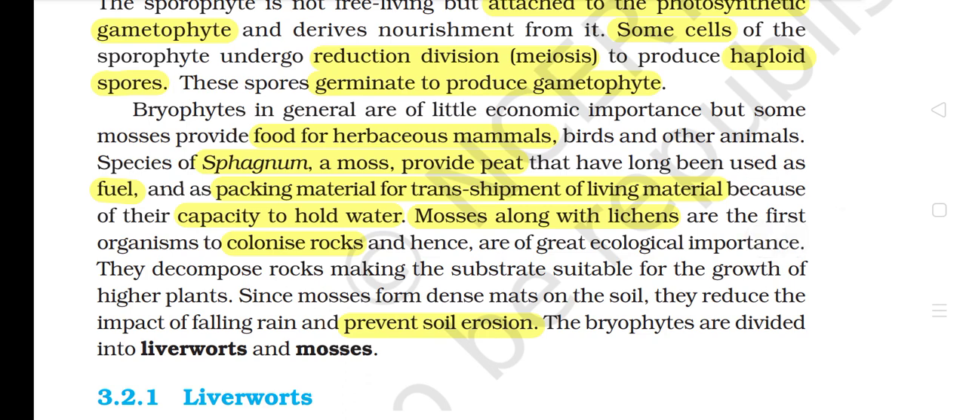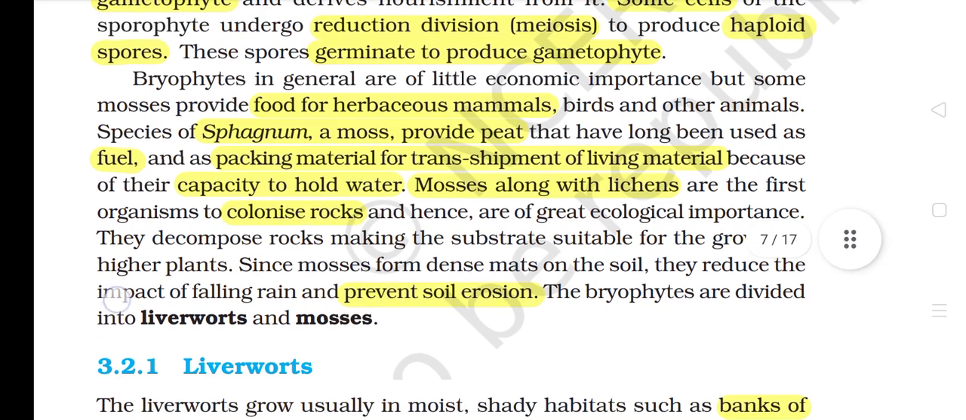Bryophytes in general are of little economic importance, but some mosses provide food for herbivorous mammals, birds, and other animals. A species of Sphagnum, a moss, provides peat that has long been used as fuel, and as packaging material for transshipment of living material because of its capacity to hold water.